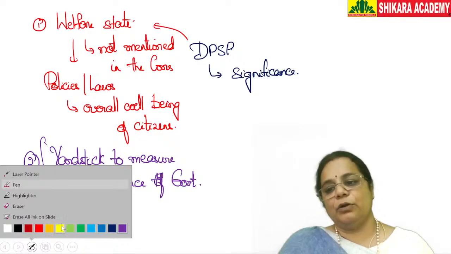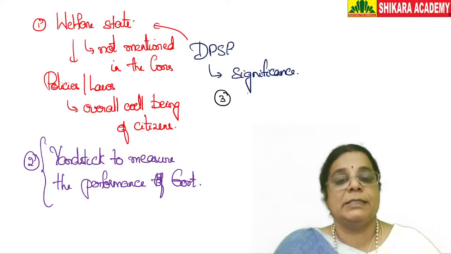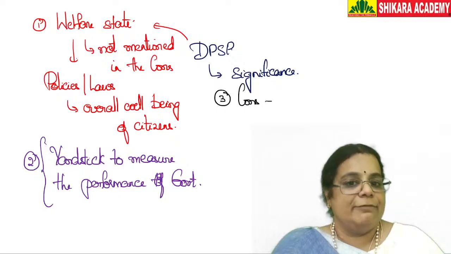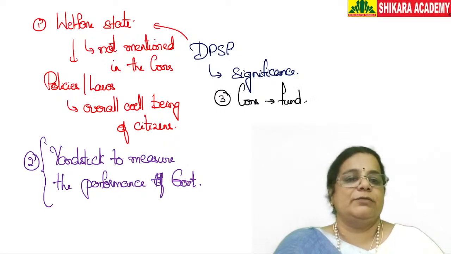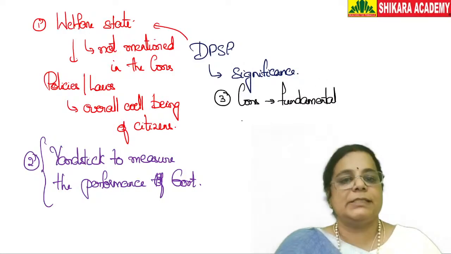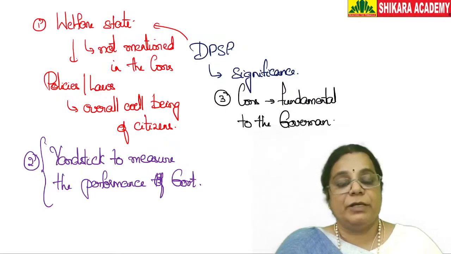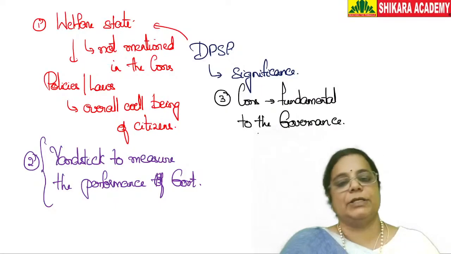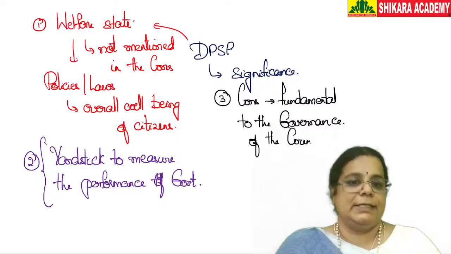This third important reason why DPSPs are significant is Constitution itself is declaring them as fundamental in the governance of the country. Very, very important. They are the basis to the governance of the country. Without DPSPs, the governance would be difficult because they are directional in nature. Constitution itself is declaring it.